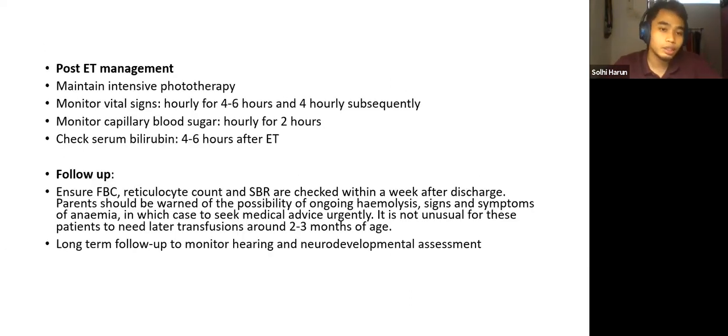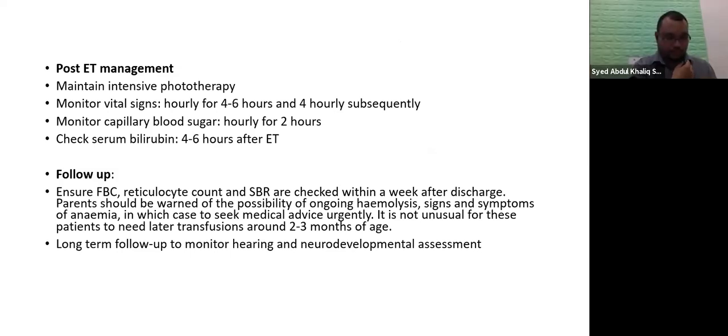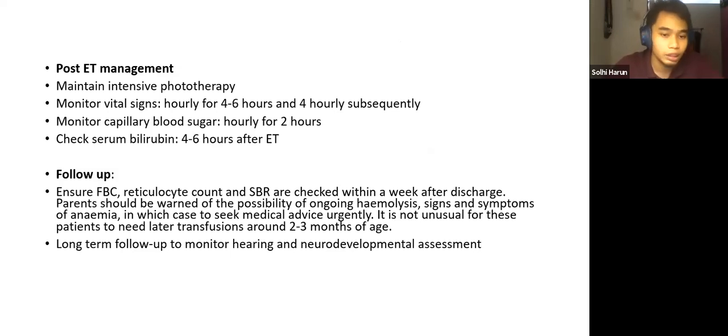So post procedure, you still need to maintain the phototherapy, and vital signs should be monitored 4 to 6 hourly, and 4 hourly subsequently. Capillary blood sugar should also be monitored hourly for 2 hours, and check the serum bilirubin 4 to 6 hours after ET. For follow up, order FBC, electrolytes, reticulocyte count, and serum bilirubin within a week after discharge. You should also warn the parents regarding the possibility of ongoing hemolysis and signs and symptoms of anemia, in which case the patient has to seek medical care urgently. For long-term follow-up, we have to monitor hearing and neurodevelopmental assessment.